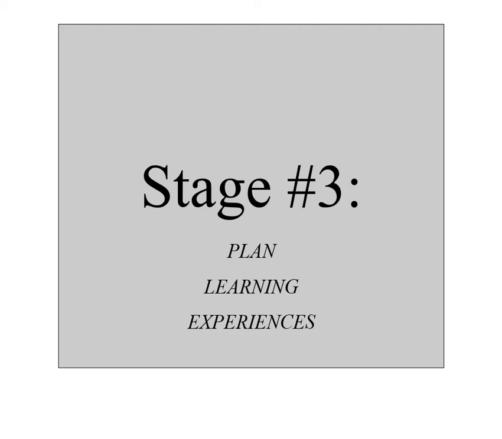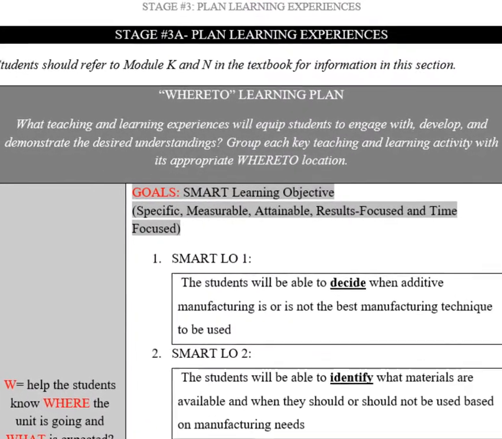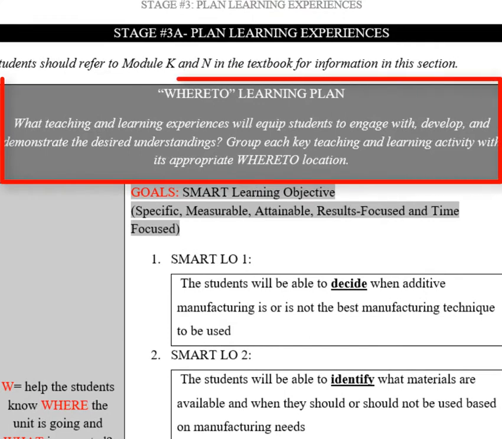Welcome to Stage 3 of the Understanding by Design backwards design process, and it's the final stage where we will be discussing how we're going to plan learning experiences. When you look in the book, it's the WHERETO acronym. What teaching and learning experiences will equip students to engage with, develop, and demonstrate the desired understanding? Group each key teaching and learning activity with its appropriate WHERETO location.